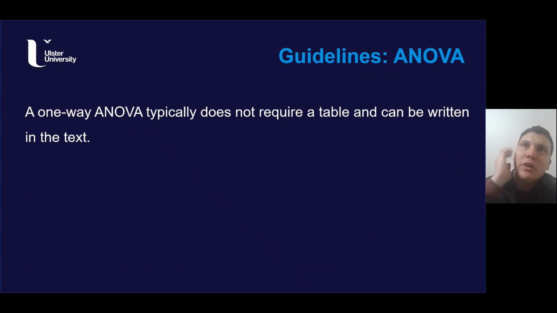In ANOVAs, if we do just a one-way ANOVA, we do not need to show the table. We can simply write in the text that F with this and this degree of freedom, so you have the numerator degrees of freedom and the denominator degrees of freedom, is equal to whatever the value of the F ratio is, and then you give the p-value. You don't need anything else. You don't need the ANOVA table. You can just have the relevant information in the text.